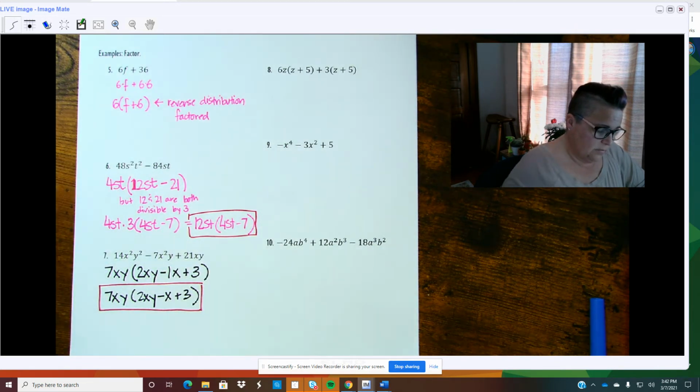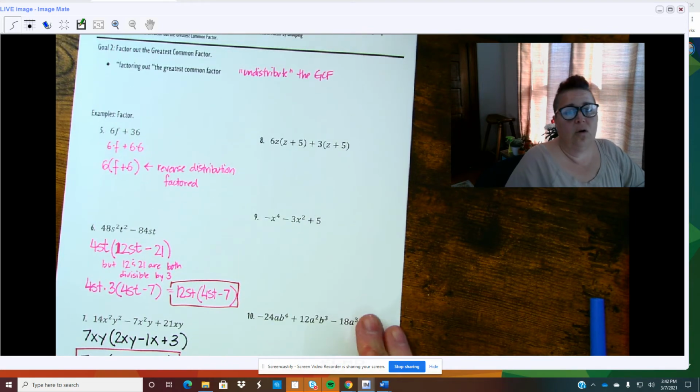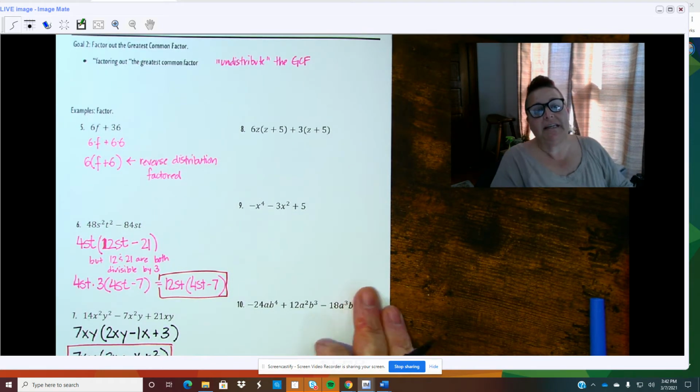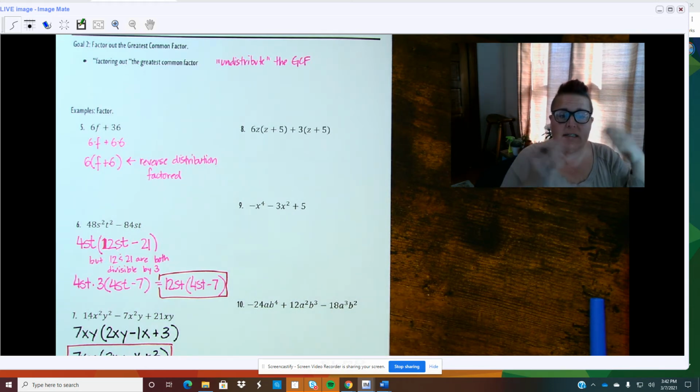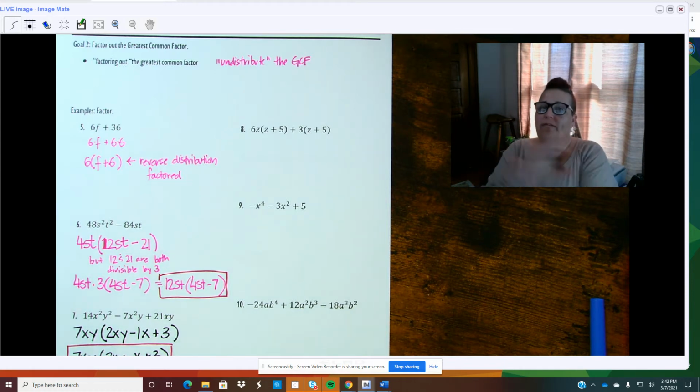All right, what do we do for factors of? Oh, number 8. This is a good one because these are hard to see. But once you get used to seeing them, it's like, oh gosh, of course. So for number 8, I have 6z times the quantity z plus 5, then I have plus 3 times the quantity z plus 5. Now I know that for very many of you, your gut instinct here is to go ahead and distribute. That would be the wrong move.